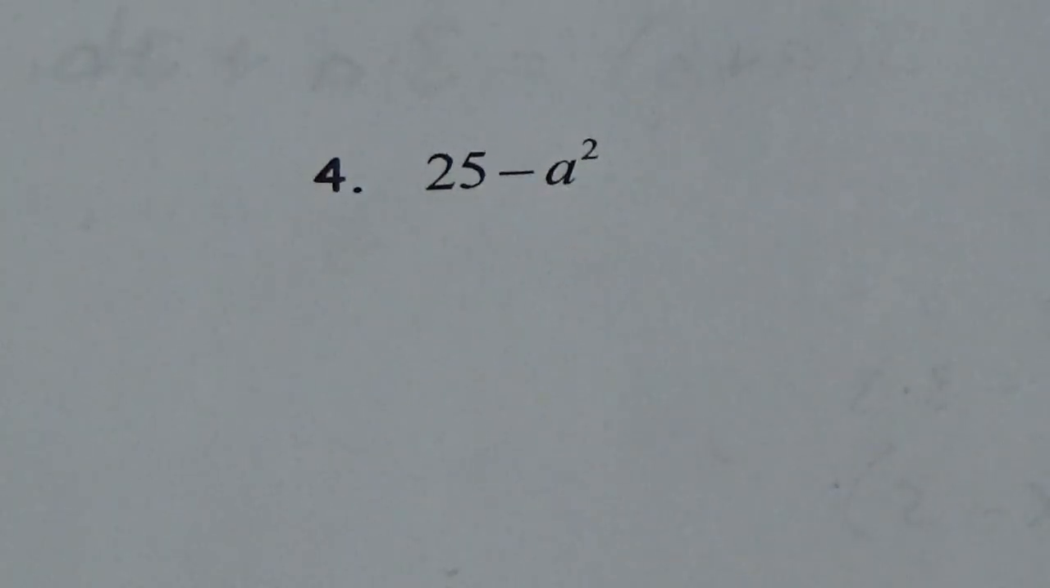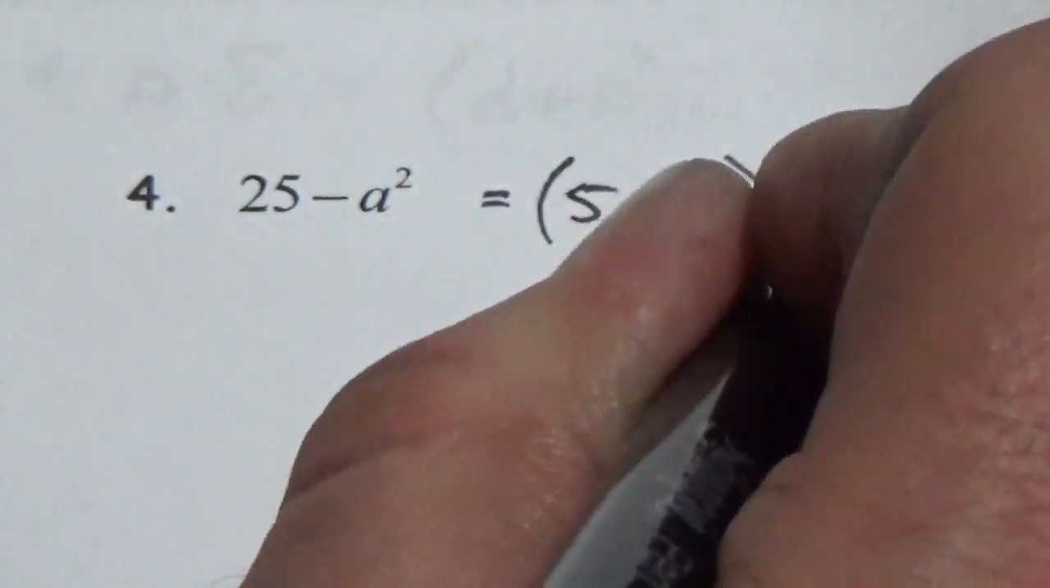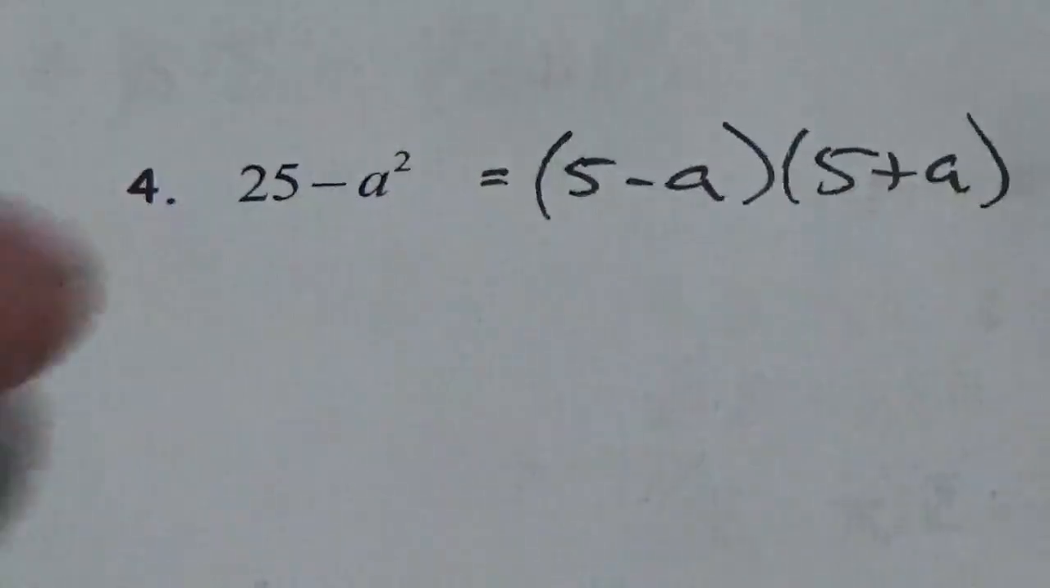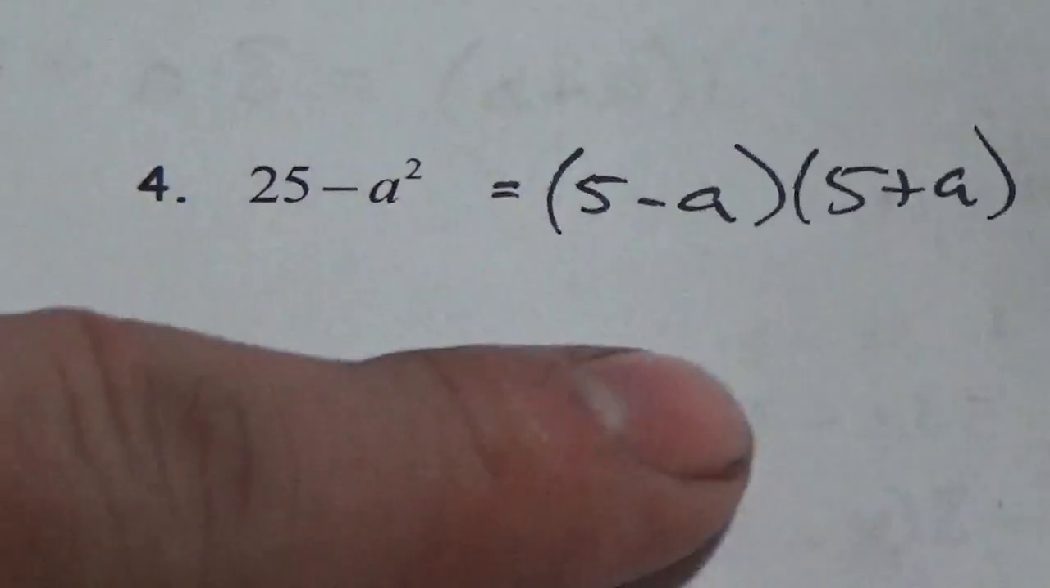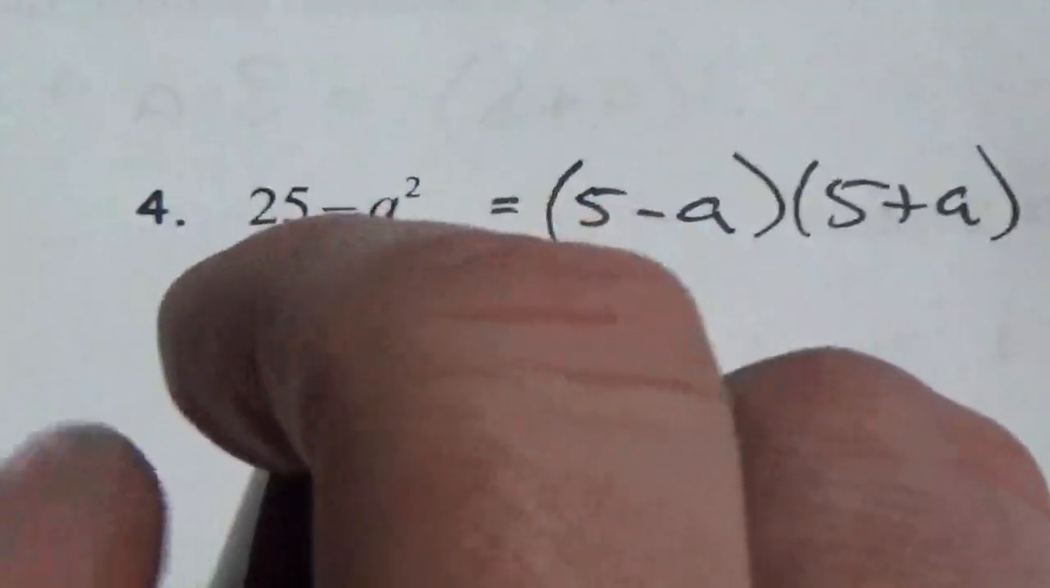25 minus a squared. Okay. Now, I'll be honest with you, when I look at this, my first reaction is to say that this isn't pretty. Okay? It is, however, a difference of squares. Please don't misunderstand me. This is going to be a perfect square minus a perfect square. So 5 minus a multiplied by 5 plus a. That's square root minus square root multiplied by square root plus square root. Okay, that works here.